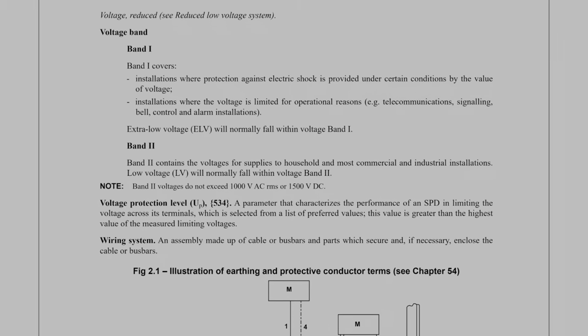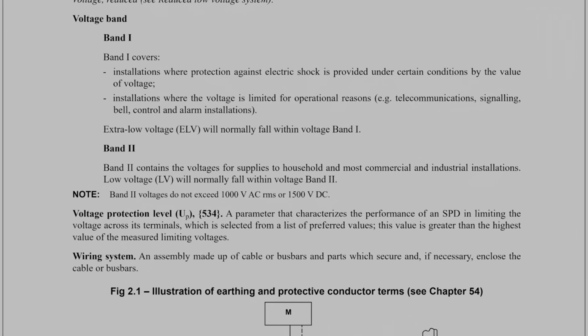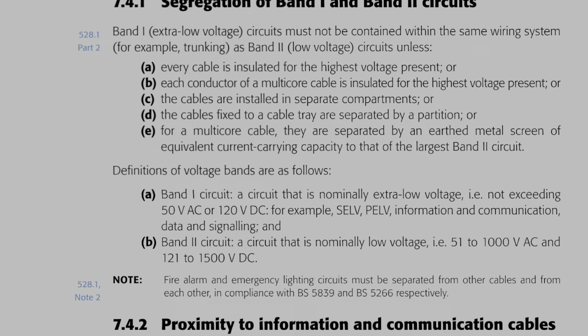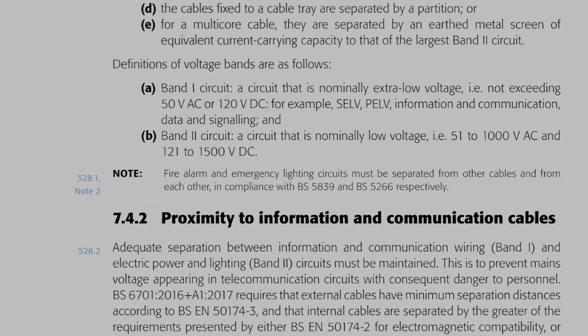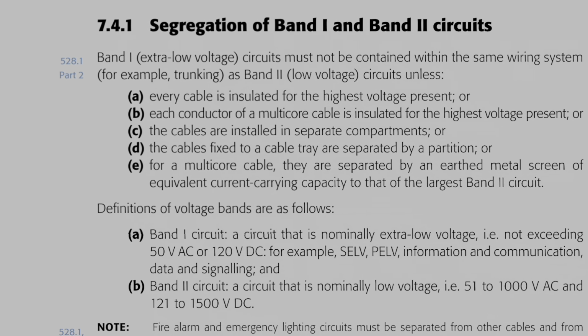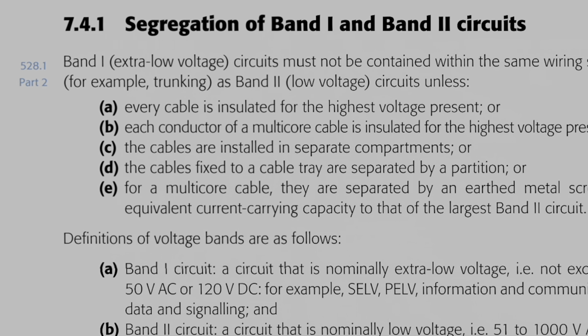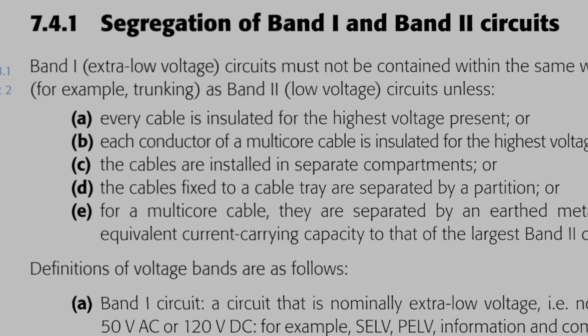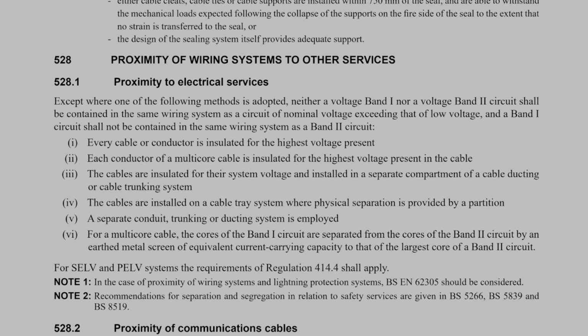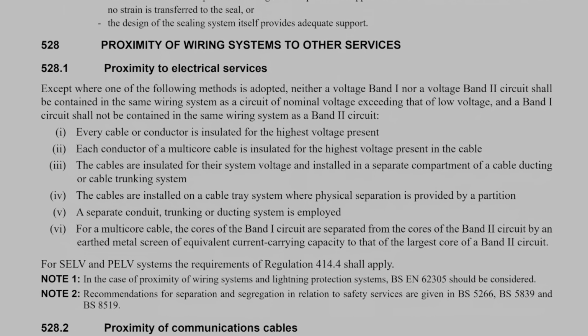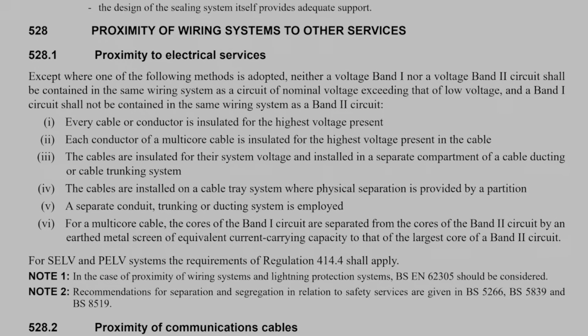The description of Band 1 and Band 2 can be found in the definitions of BS 7671 and in the On-Site Guide, section 7.4.1. This part of the On-Site Guide goes into a little bit of detail with segregation, but we're going to use BS 7671 to explore further our understanding. We are starting at regulation 528, Proximity of wiring systems to other services.